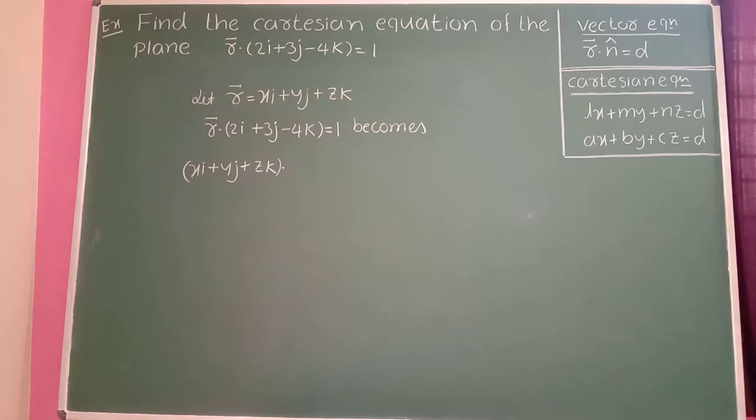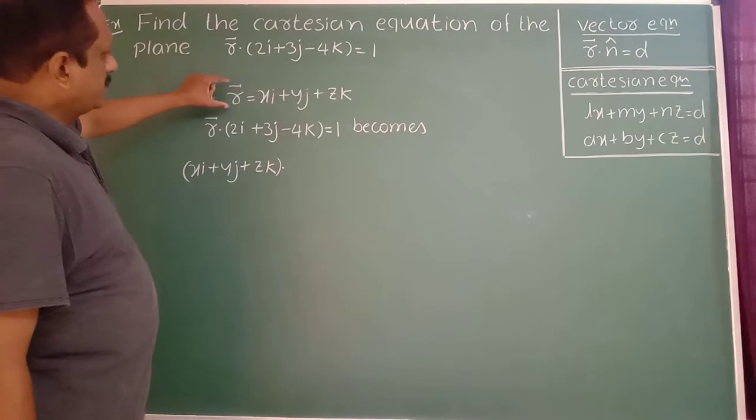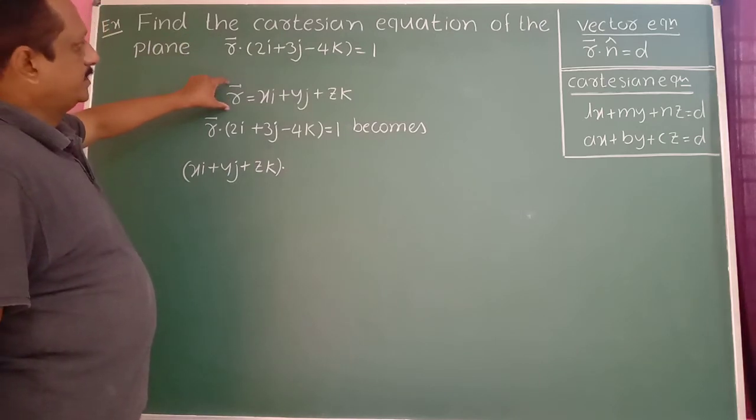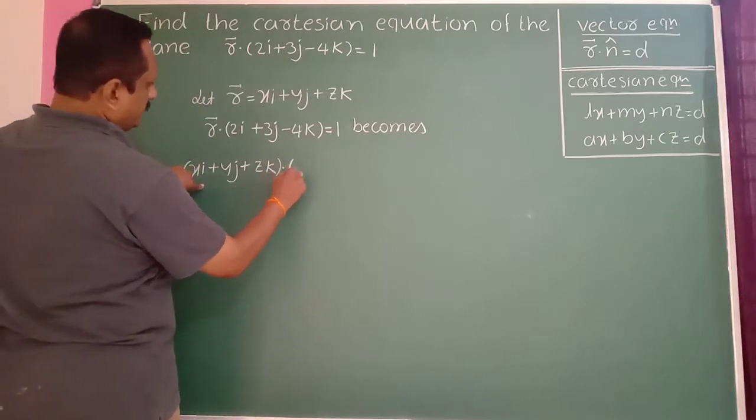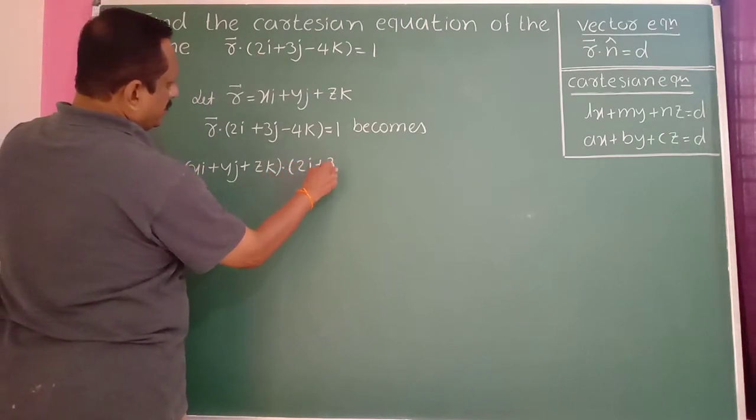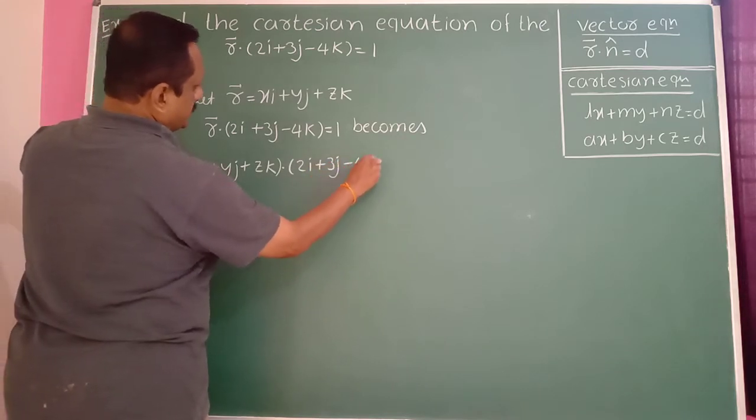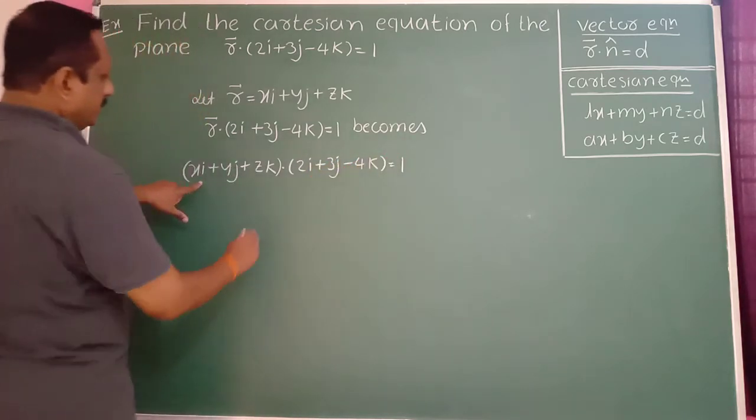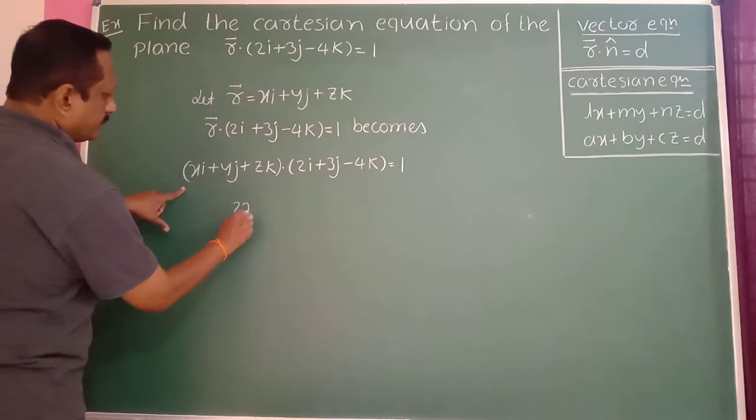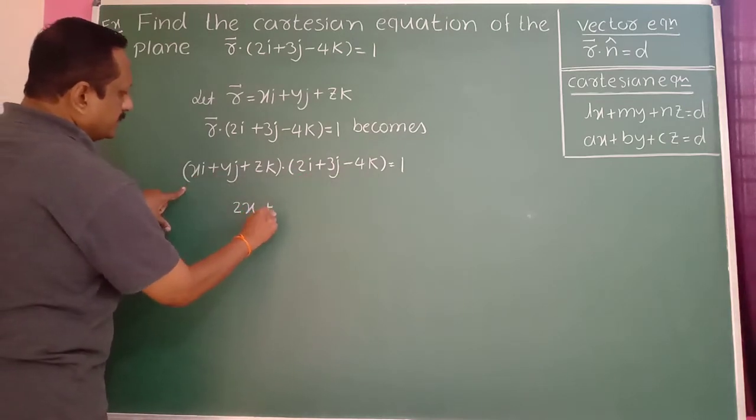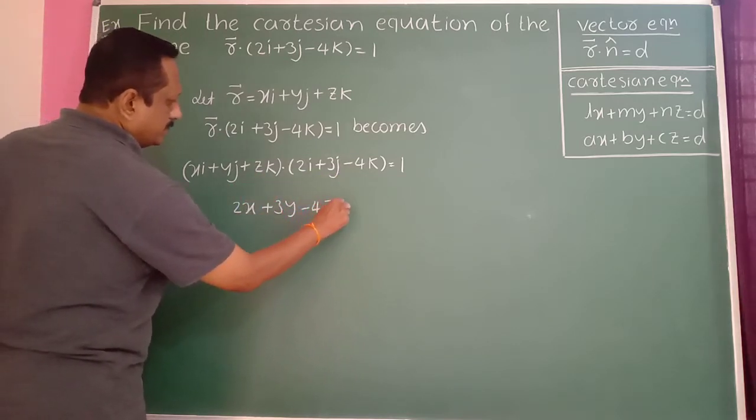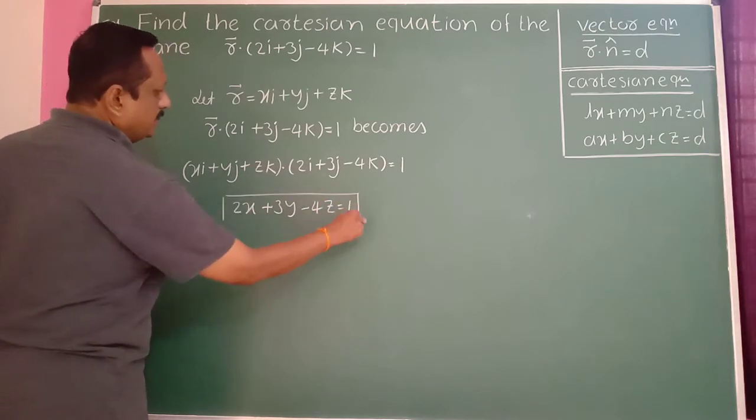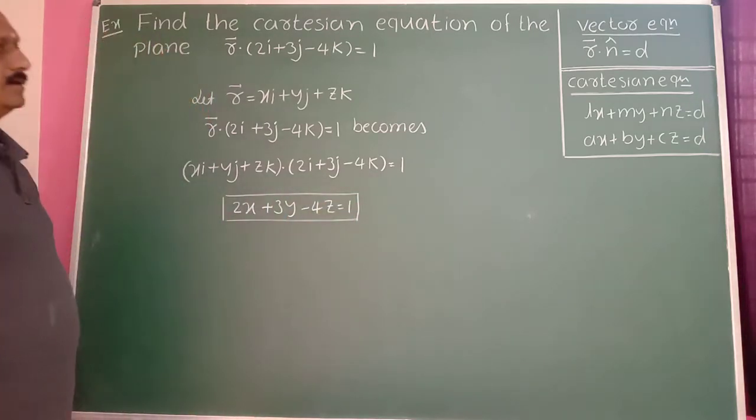This is also the same type of problem. The equation of the plane is this here. So take r bar as xi + yj + zk. This is the given plane. Replace here (xi + yj + zk) dot of (2i + 3j - 4k) is equal to 1. 2 into x becomes 2x. 3 into y becomes 3y. Minus 4 into z is minus 4z, equal to 1. So this is the equation of the plane in Cartesian form.